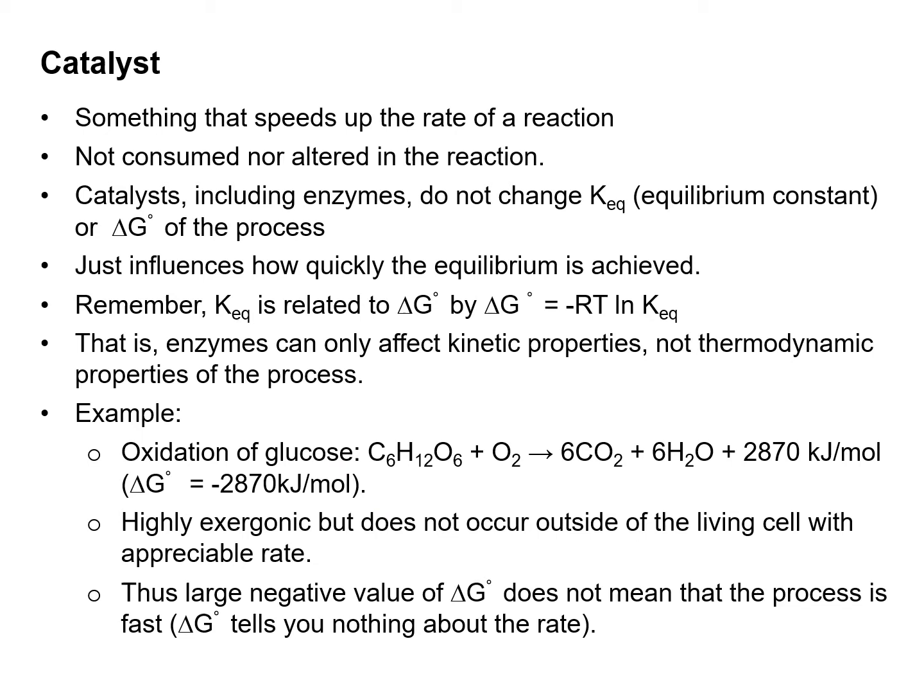So this reaction itself is highly exergonic, generating a lot of energy, but it does not occur outside of the living cell with appreciable rate. So its rate is really slow. Therefore, the large negative value for the delta G naught does not mean that the process is fast. It only tells the spontaneity of the reaction. Again, it does not have anything to do with the rate of the reaction.